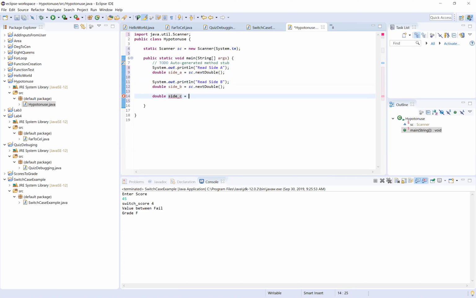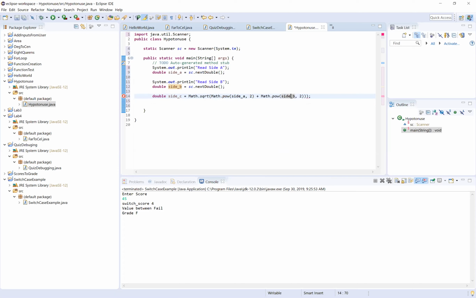Now we need C, which we need to calculate, which is equal to math square root of a double, which is basically in this case a square plus b square. So we do math.power a comma 2 as explained earlier plus math.power b comma 2, and there you go. And then why is it complaining? So it's not A, it's side A. Note that I'm using an underscore here, which makes it easier to identify.